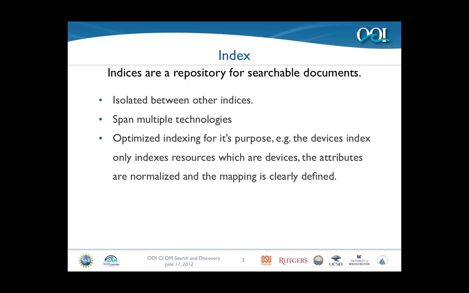Indexes are repositories for searchable documents. That is it in a nutshell. Each index is optimized for a specific purpose, so we'll have like a devices index. They have scripts that improve the mapping and the indexing for device resources, one for events, and a few others. Indexes are not isolated to a single technology. One index can be CouchDB, one index could be Elasticsearch.